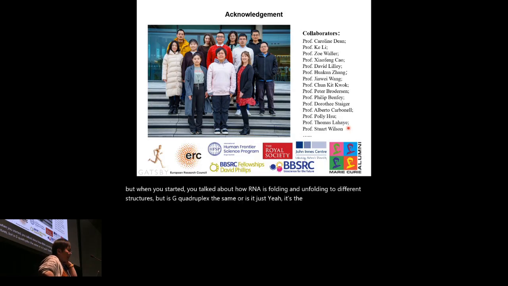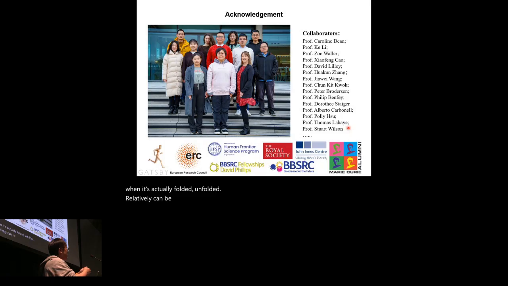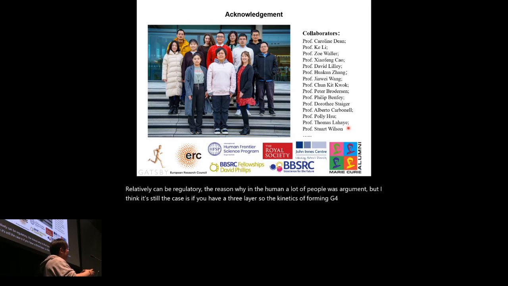So the reason why we think plant is a good system: first, plants have a lot of G2 layer, so it's much more flexible. So when it's folded and unfolded, it can be relatively regulatory. The reason why in human a lot of people argue, but I think it's still the case, is if you have a 3-layer, the kinetics of forming G4 is slower, but once it's formed, it's very stable. So that means it's harder to unwind it.